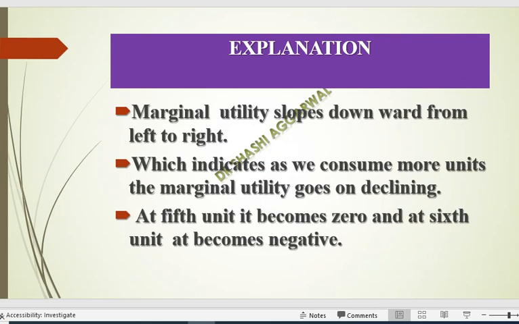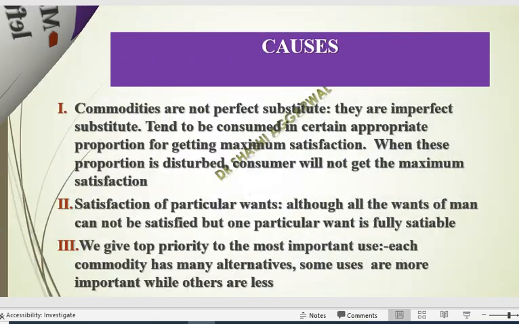The marginal utility curve slopes downward from left to right, which indicates that as we go on consuming more units, the marginal utility of each successive unit goes on diminishing. At the fifth unit, it becomes 0, and at the sixth unit, it becomes negative.